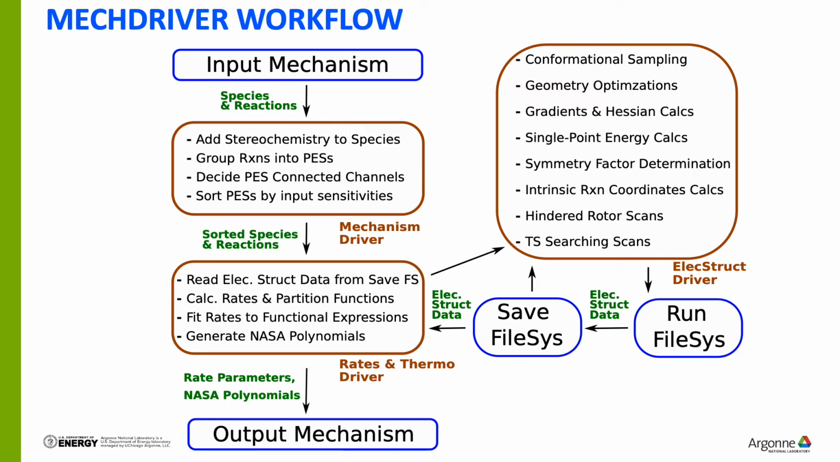The kinds of things that you're telling it what to do are in that box in the top right, which is telling us about conformation. Do you want conformational sampling? Do you want to do geometry optimization? Find your gradients and Hessians, single point energies, symmetry factor determinations, IRC evaluations to test your transition state, hindered rotor scans, and just generic transition state searching. So we have drivers that will call any one of these according to the desires of the input commands, and then extract all that information and generate mechanisms.